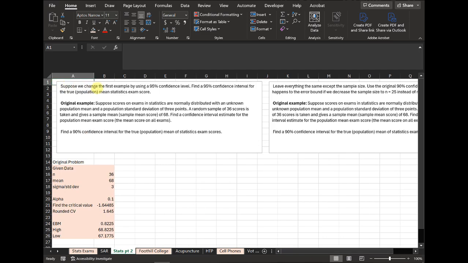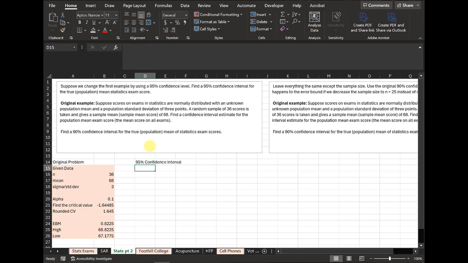Suppose we change the first example by using a 95% confidence level. So now we're going to find a 95% confidence interval for the true population mean statistics exam score. To make life easier, I went ahead and copied all the calculations from the original problem. And now I'm going to do this 95% confidence interval.